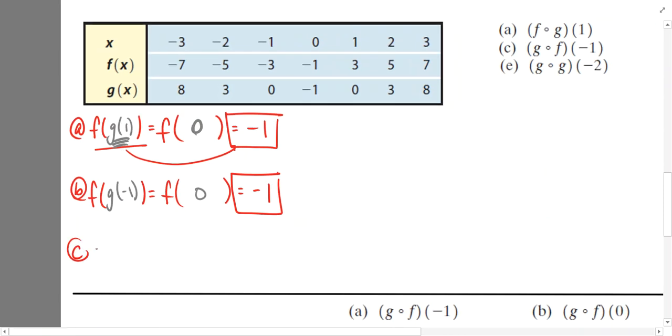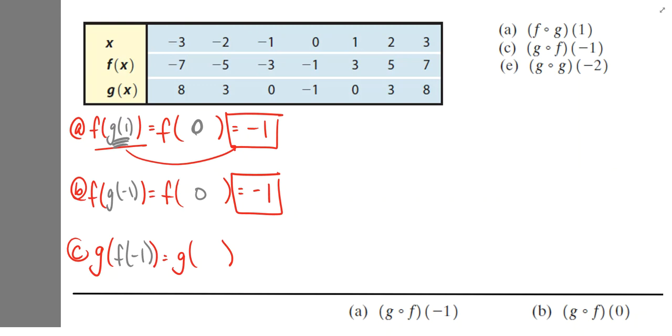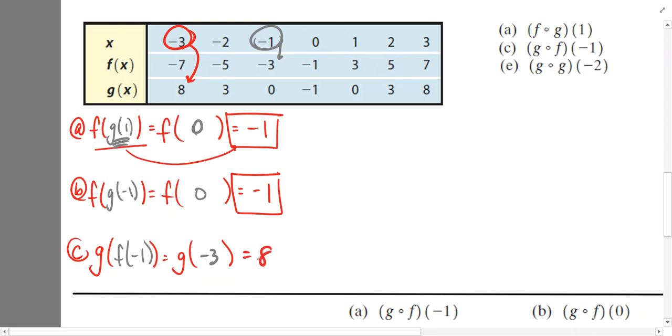For part C, we're being asked to compose g with f at -1. Whoops, I meant to change my colors there. With f at -1. So the outer function g, we'll worry about that in just a second. Let's first compute the inner function result, f at -1. Well, if I start at -1 for my x value, the result for function f is -3. Now I can evaluate the function g at an input of -3, and we get an end result of 8.